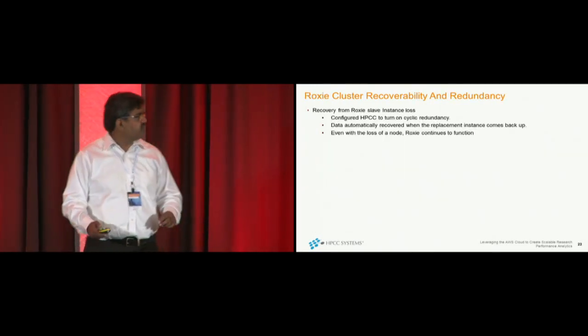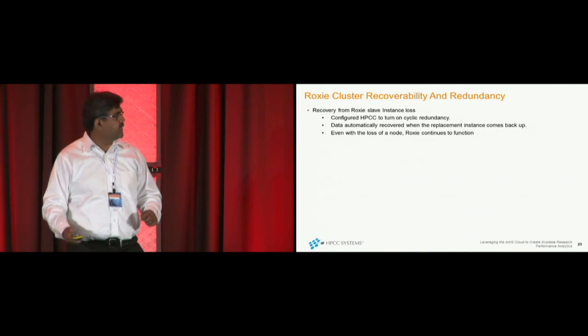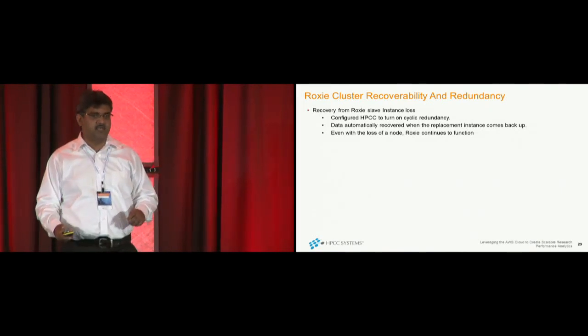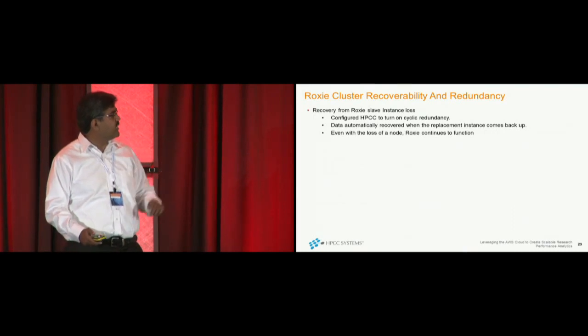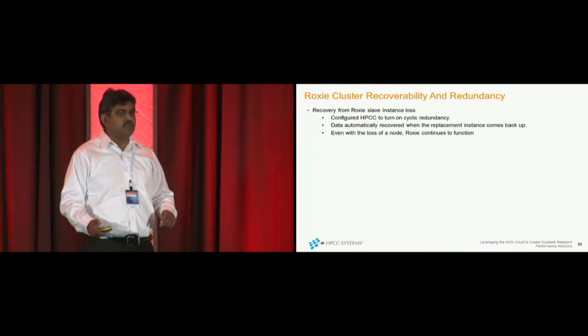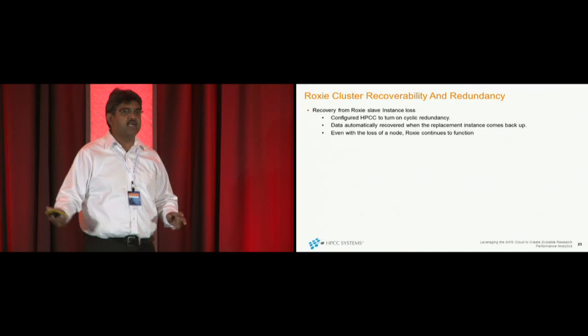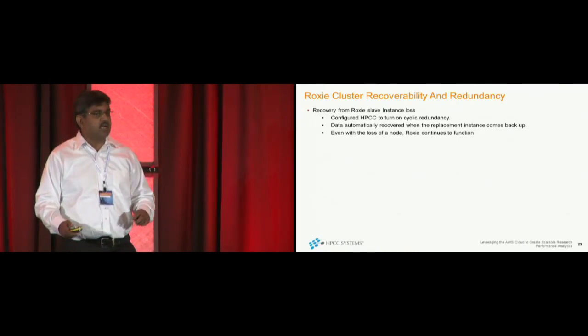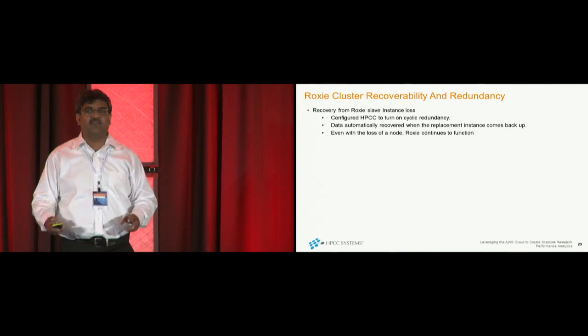So for Roxy, we turned on cyclic redundancy. And in the case of Roxy, it's much simpler because data is automatically recovered. When the new instance comes back, it automatically starts copying data from the adjacent instance. Another good thing about Roxy is it can function even with the loss of a single node. And so in this case, there won't be any downtime to the user.